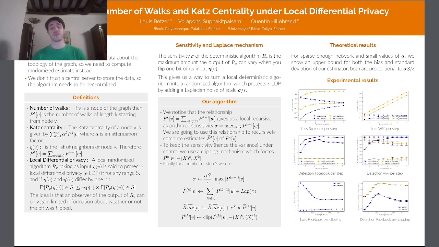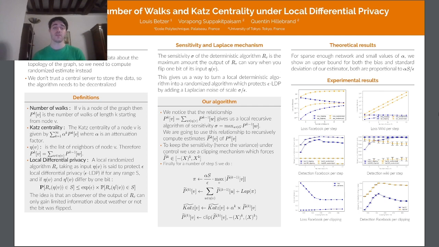Now, when we were designing this algorithm, we noticed that sometimes the sensitivity of our algorithm can be very large, and that's why we introduced a clipping mechanism which forces the estimation of the number of walks of length k to be in the range minus x to the power of k to x to the power of k, which means that our estimate is going to stay relatively small, and therefore the sensitivity and finally the variance of our algorithm is going to stay small. Here the number x is a clipping factor that we can choose at the beginning of our algorithm.